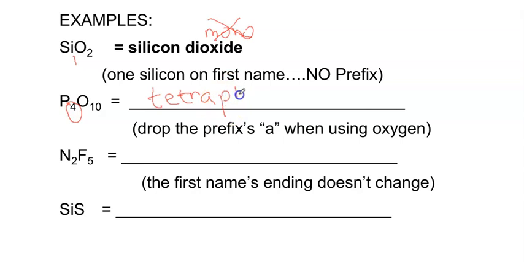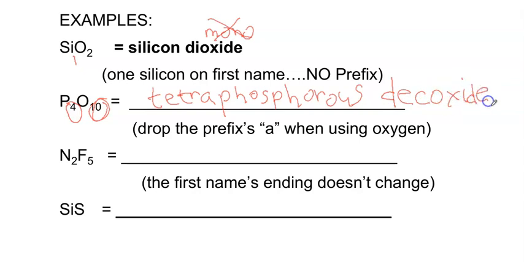Phosphorus. Okay, and then this says 10, so that's deca, but we don't use the A when we're using oxygen just because of how English vowels go together. So that would be decoxide, because in English A and O just don't really sound great together.